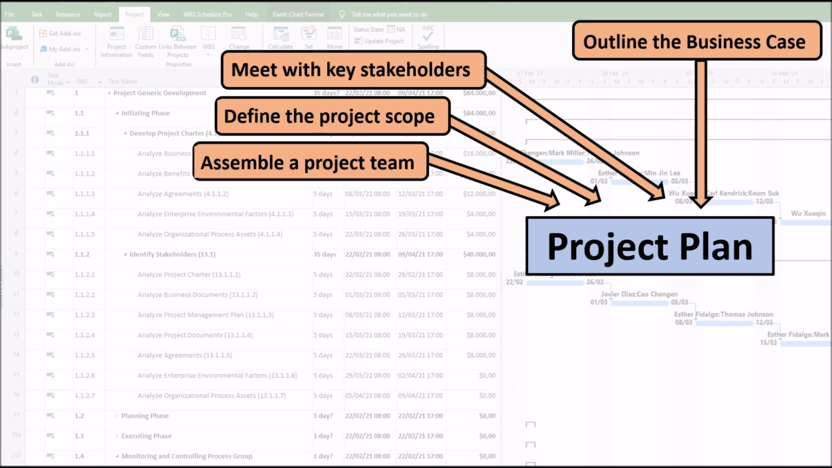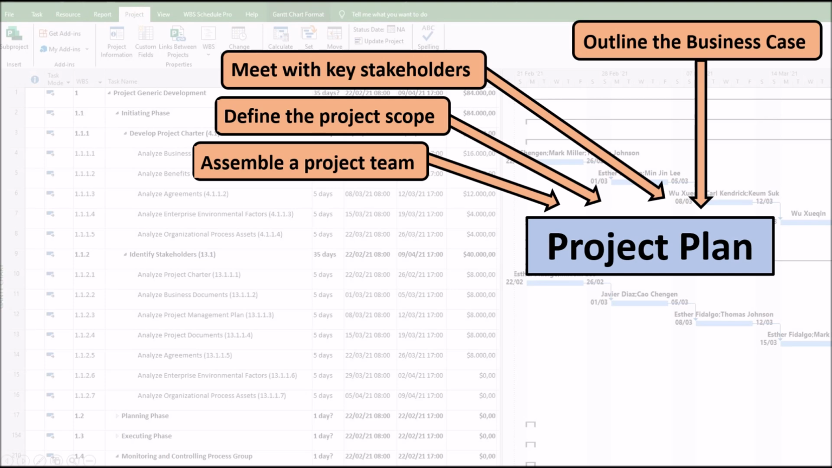Project teams are made up of many different roles, such as project manager, subject matter experts, business analysts, and other stakeholders. It is advisable to bring together a diverse group of experienced professionals to form a multidisciplinary team that views your project management plan from different perspectives.